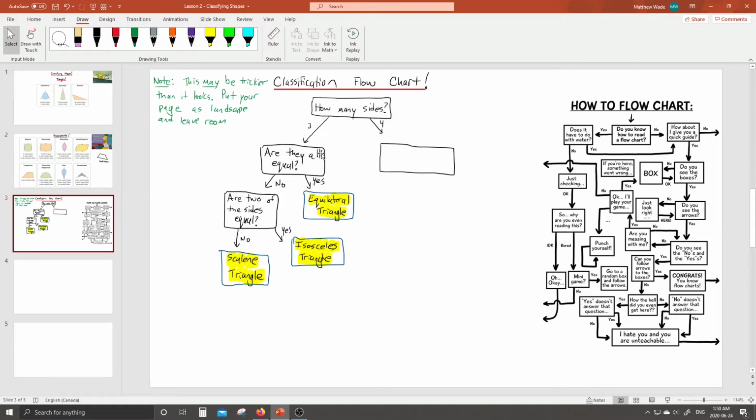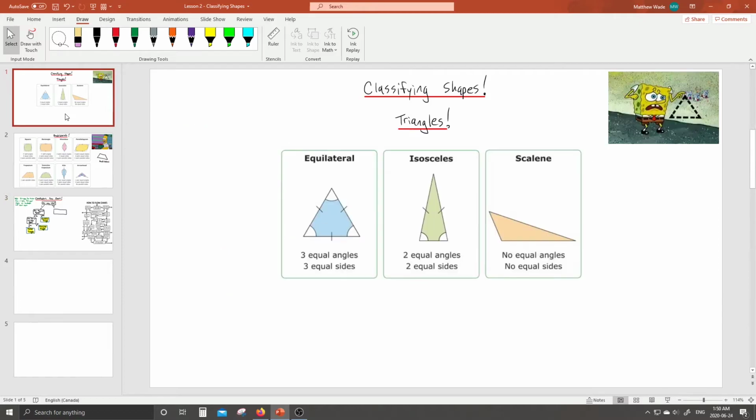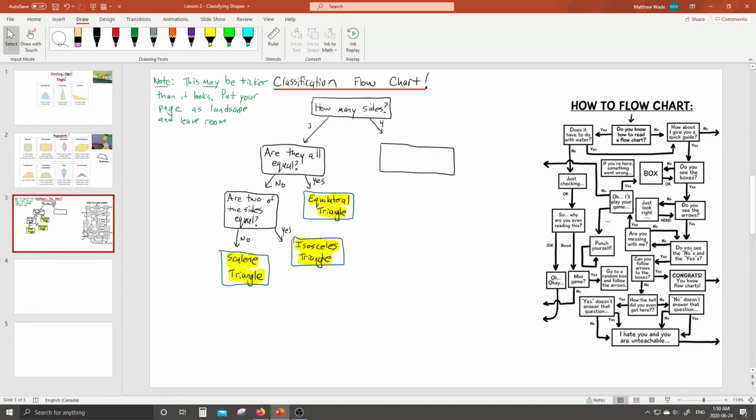3. Then, because I'm the one making up these questions like you're going to have to do, I looked at them all and thought, what's the difference between them? Well, the equilateral has 3 sides equal, the isosceles has 2 sides equal, and the scalene has no sides equal. So I asked myself, what would be a good question? Well, the next question would be, are they all equal? Because if they are, that instantly means the only one left is equilateral triangle. So where I put yes on this arrow, you've got equilateral triangle.